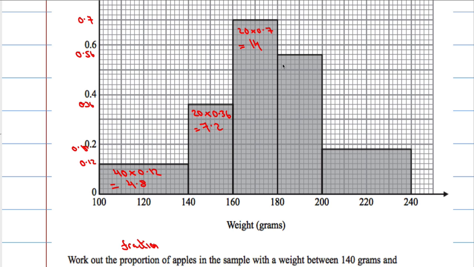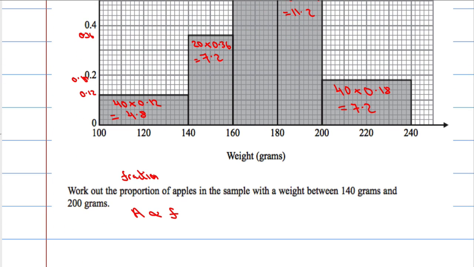Then 20 times 0.56. 56 times 2 is 112. Times that by 10, 1120, so it will be 11.2 when I divide by 100. And then this one is 40 times 0.18. 4 times 18, same as 8 times 9, which is 72. 720 divided by 100, 7.2.